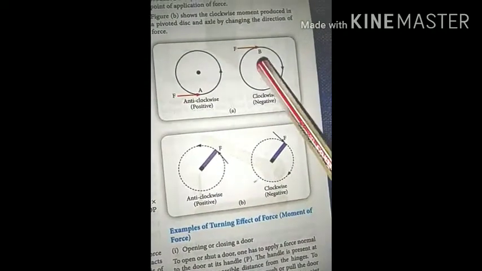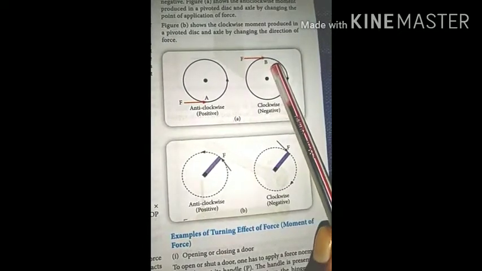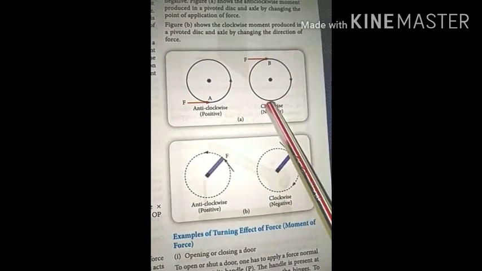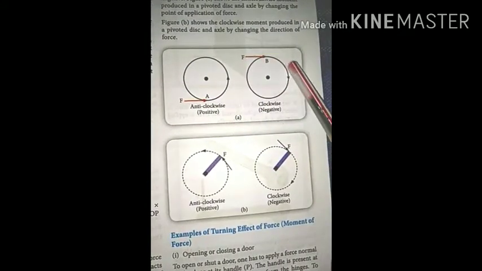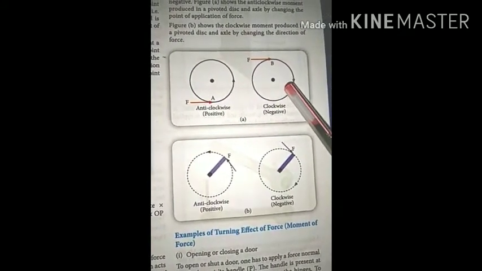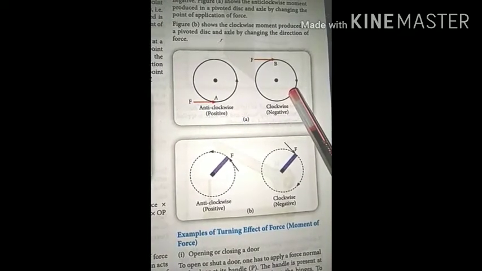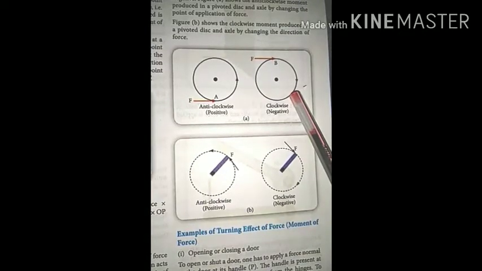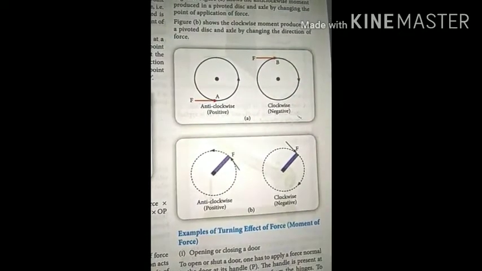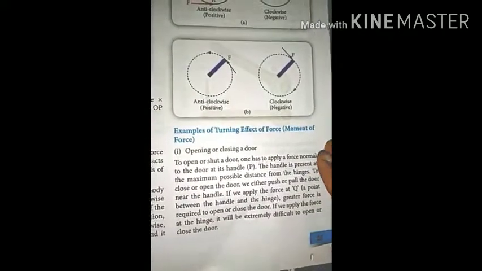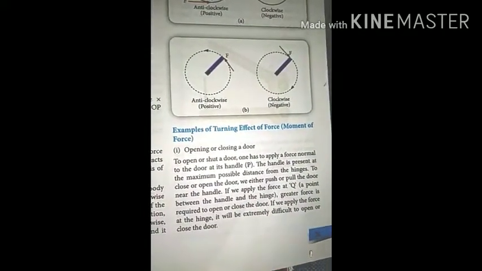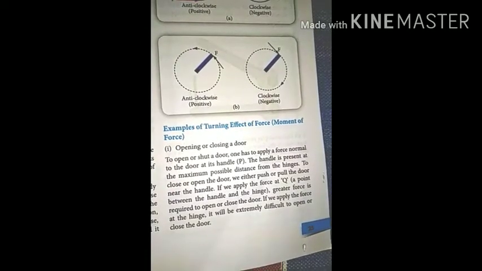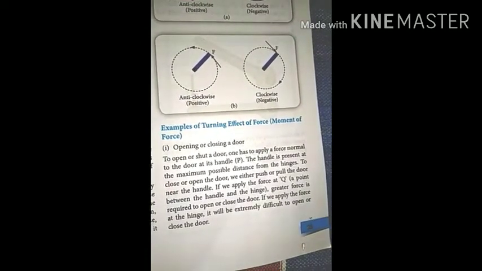In another case, the force is applied at point B. Now the body rotates in the clockwise direction, and the moment so produced is called clockwise moment. Clockwise moment is always taken as negative, anti-clockwise moment is taken as positive. Now, an example of the turning effect of force: opening or closing a door. To open or close a door, one has to apply force normal to the door at its handle.